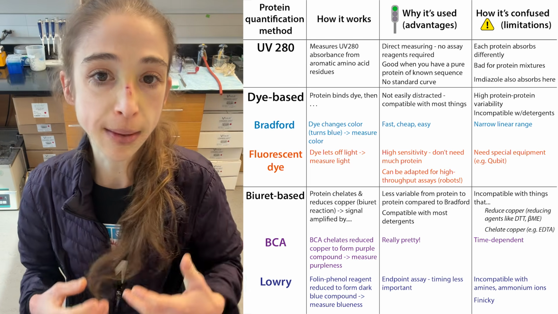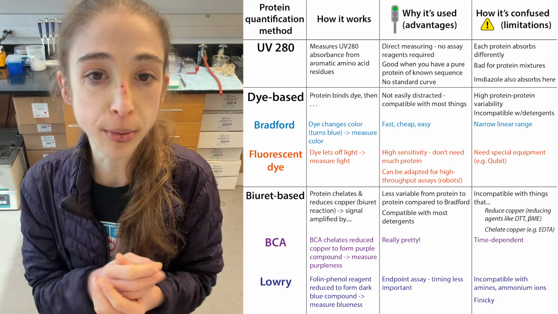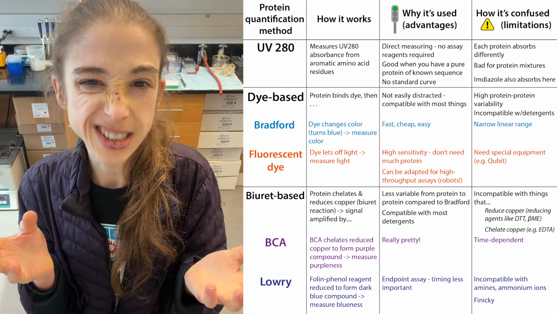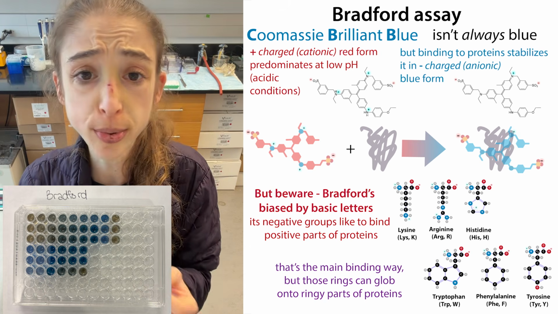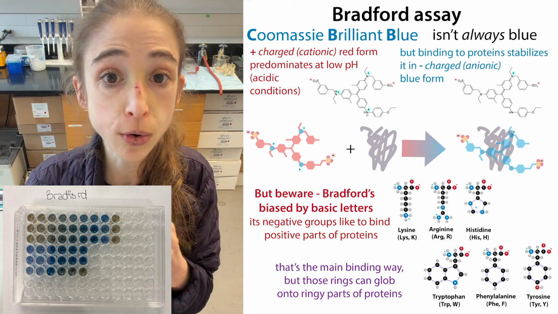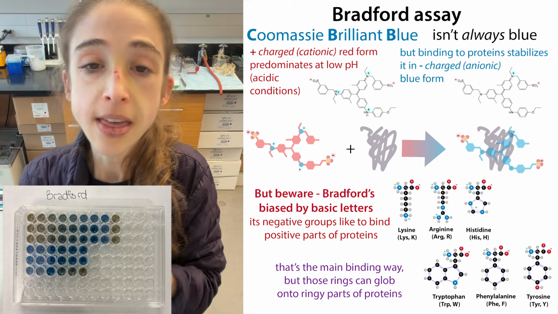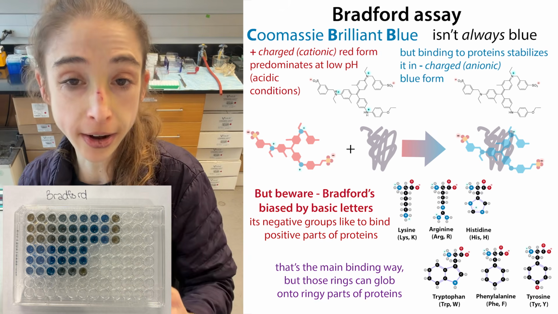These can be adapted for high throughput or lots of sample assays, think robots and stuff. But Bradford is super common in the lab, and if you want to use it quantitatively, then you've got to make a standard curve to compare it to.